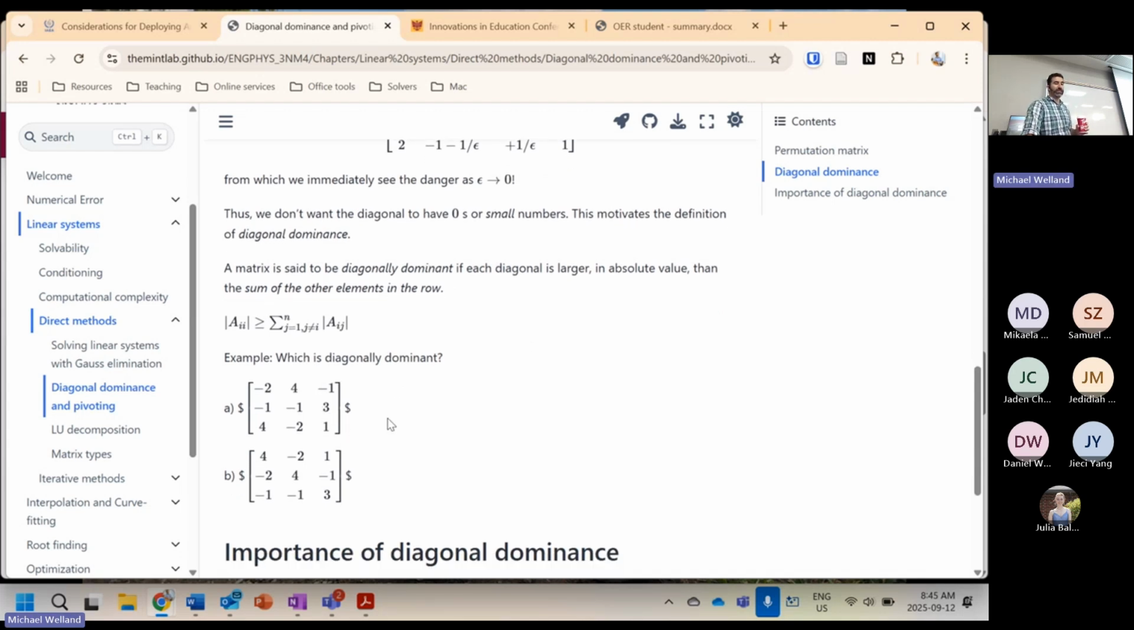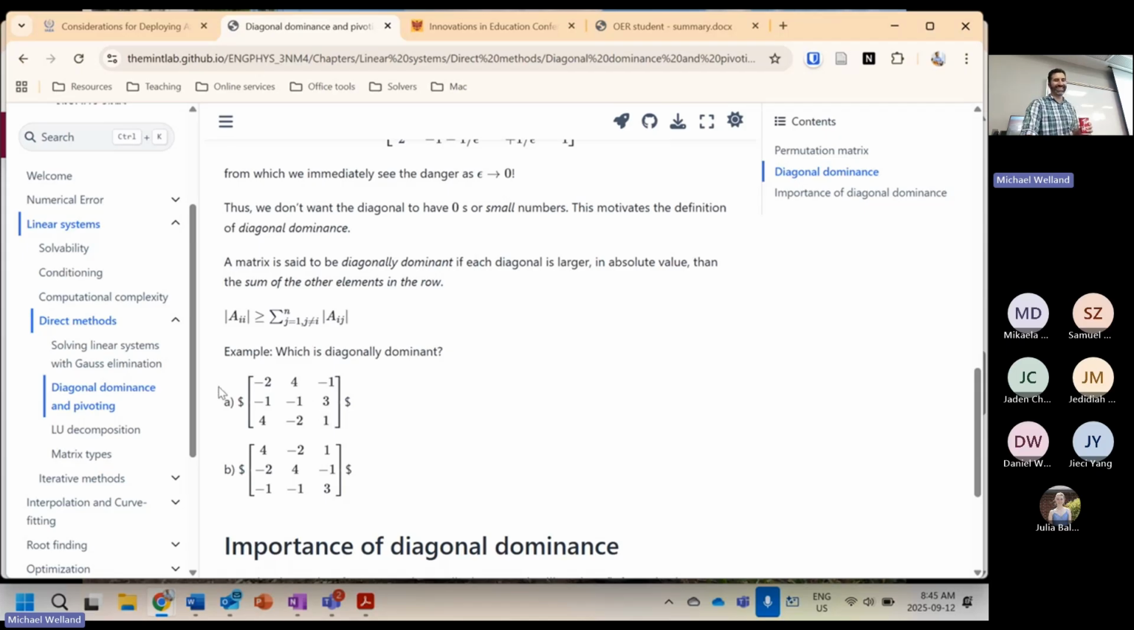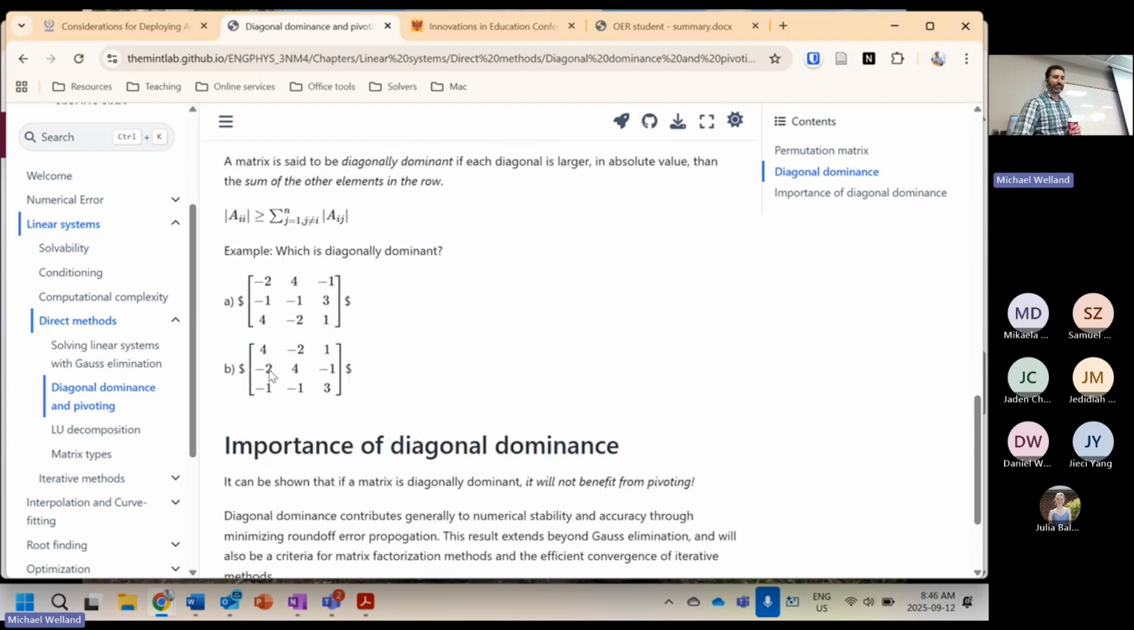Which one is diagonally dominant? Obviously, right? Well, actually, no, not obvious. Who thinks A is diagonally dominant? In a diagonally dominant matrix, every single element on the diagonal is bigger, never mind all your signs, than the sum of all the other elements in that row. Who thinks it's A? Put up your hand. Who thinks it's B? Obviously, because you have all been in a class with a prof, and the answer is always B. Otherwise, it would be boring.